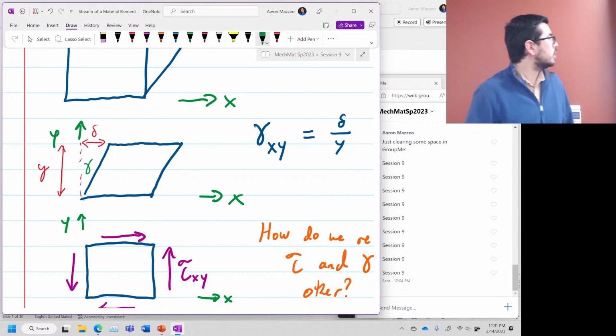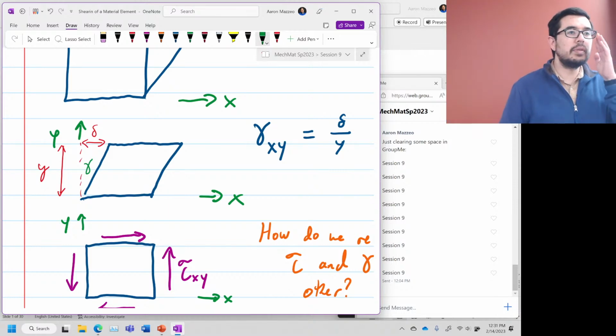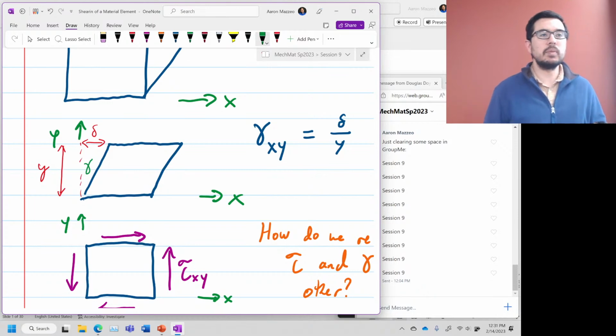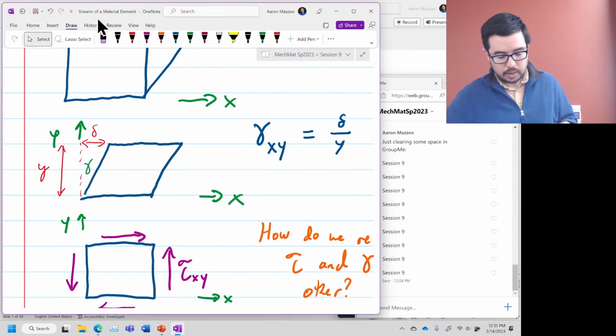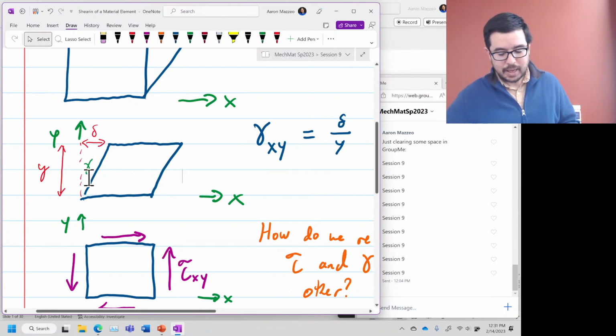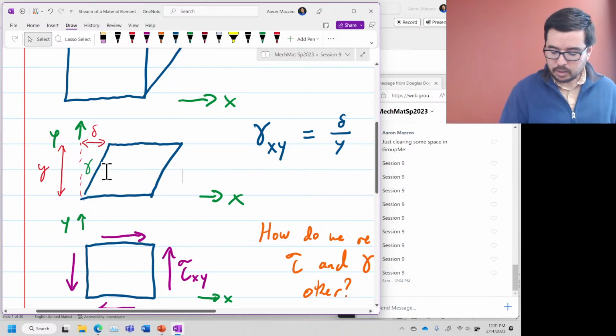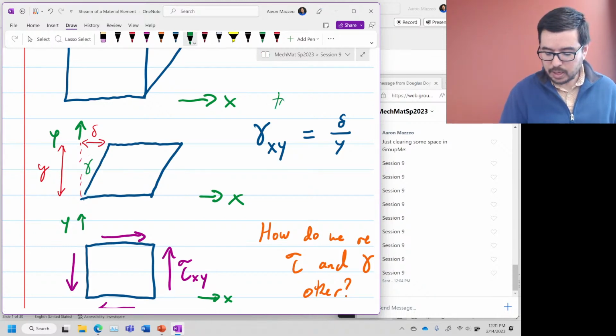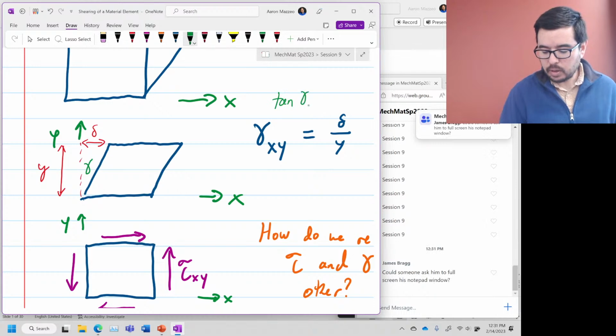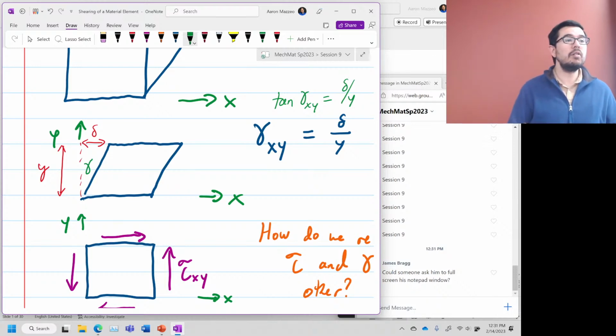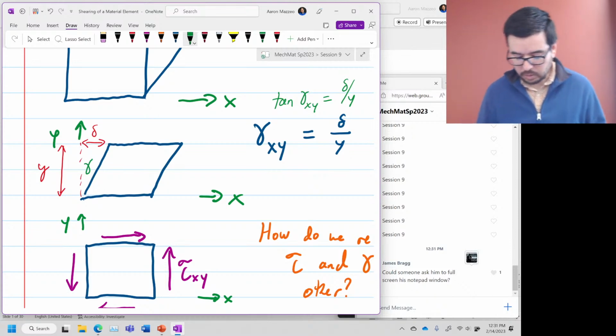Good. Okay, so usually it's pretty small. For the types of systems that we're looking at, it's going to be small. Okay, but it's the ratio of this displacement. It's really tan. You know, if you want to be more precise, okay, fine, we can be a little more precise. It's really tan of gamma xy is equal to the delta over y. But because it's such a small angle, we just say it's gamma. Okay. Good. Good questions.